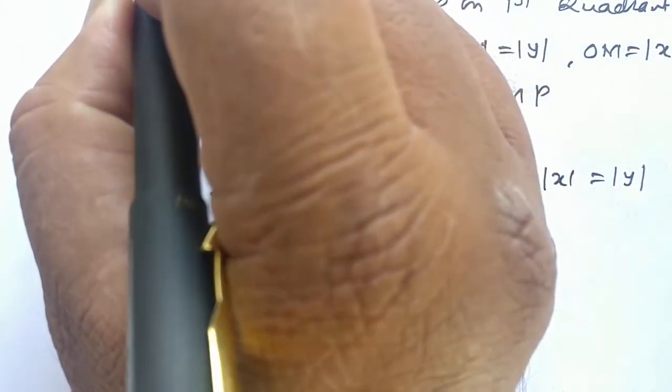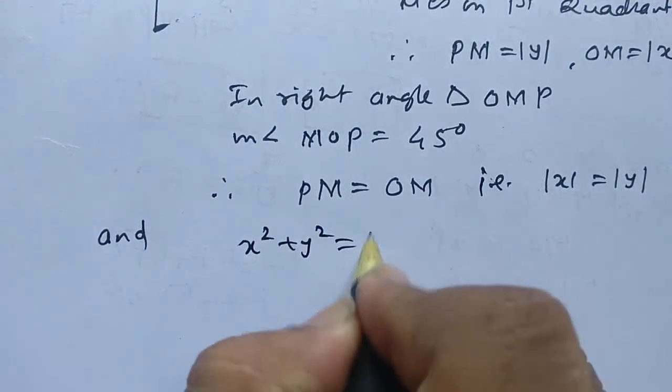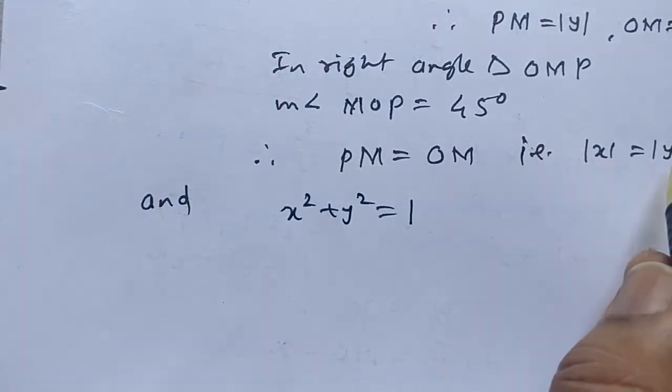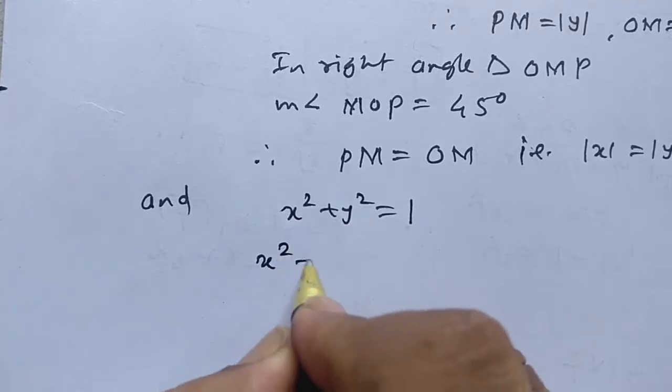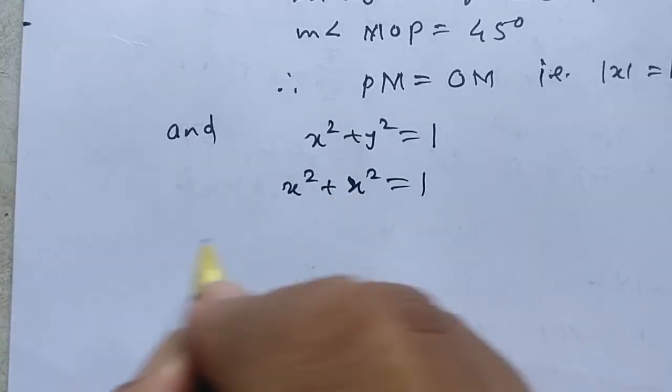And it is a right angle triangle, so by Pythagoras theorem, x square plus y square is equal to OP square. OP is the radius of the unit circle, which is 1. Therefore, x square plus y square is equal to 1. Therefore, x is equal to y. So, we take y is equal to x. So, it becomes x square is equal to 1.